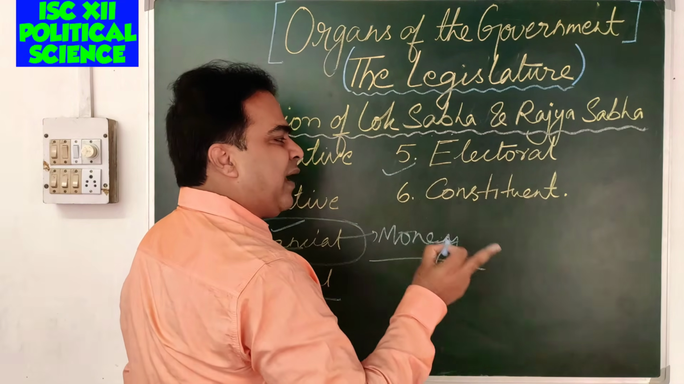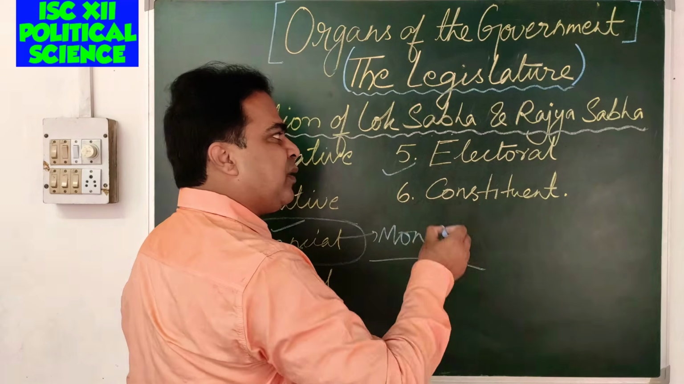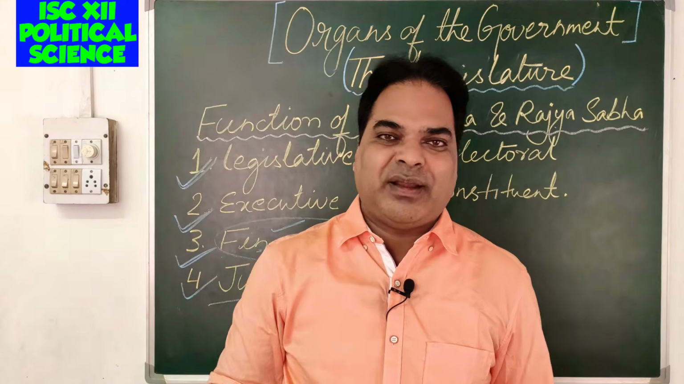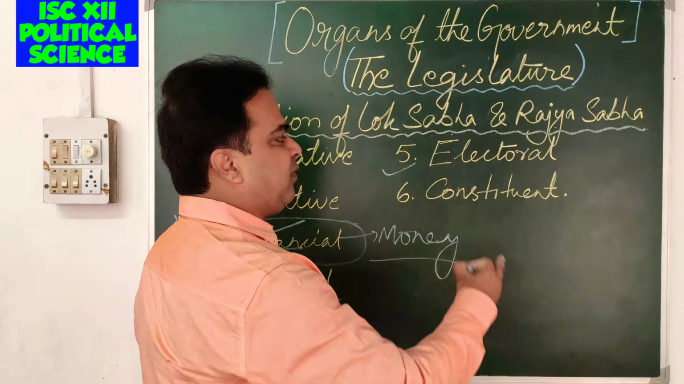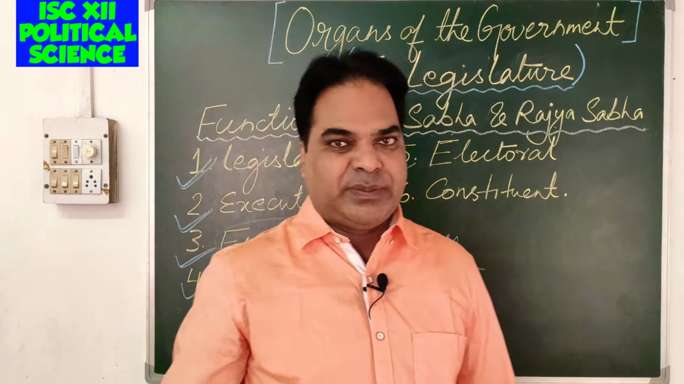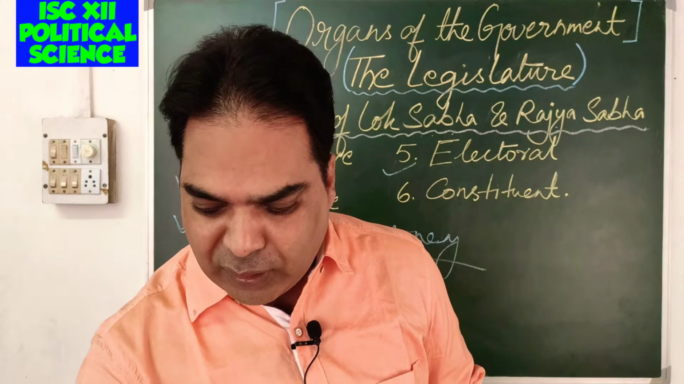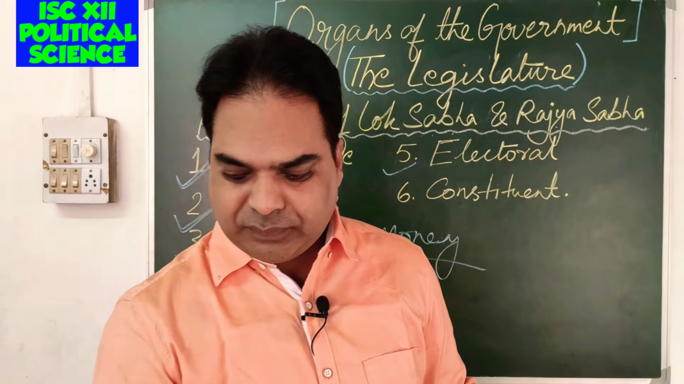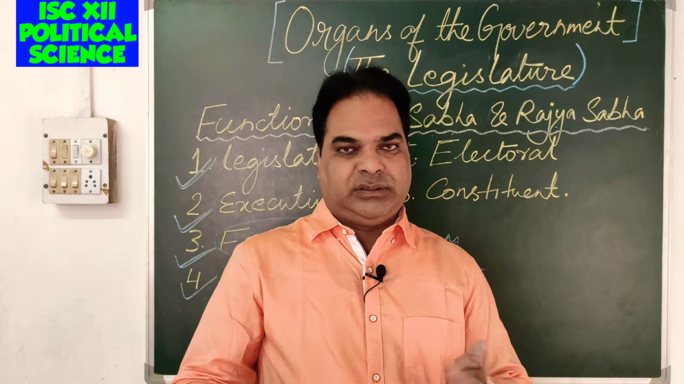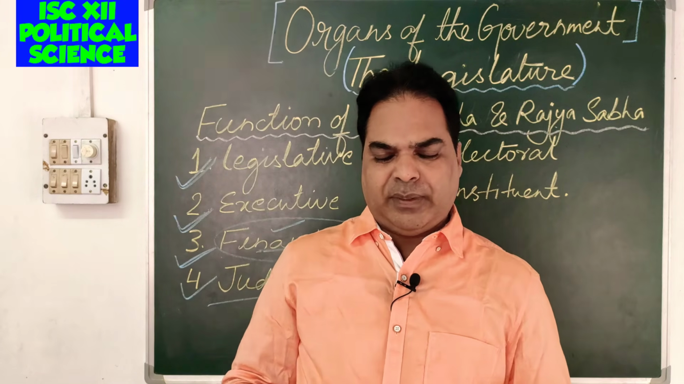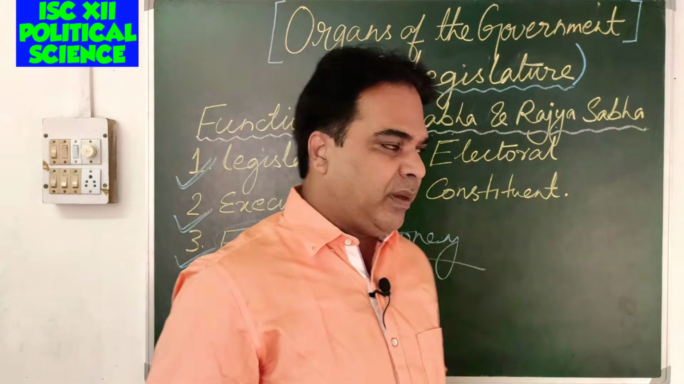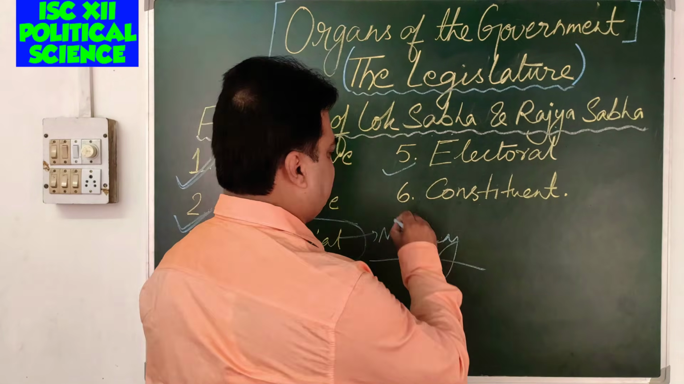In the case of electing the president and the vice president, both are involved. Both the members of Lok Sabha and Rajya Sabha are involved in the election of the president as well as the vice president. These are the electoral functions of Lok Sabha and Rajya Sabha. And separately, Lok Sabha elects the speaker and Rajya Sabha elects its chairperson. That is all about electoral function.